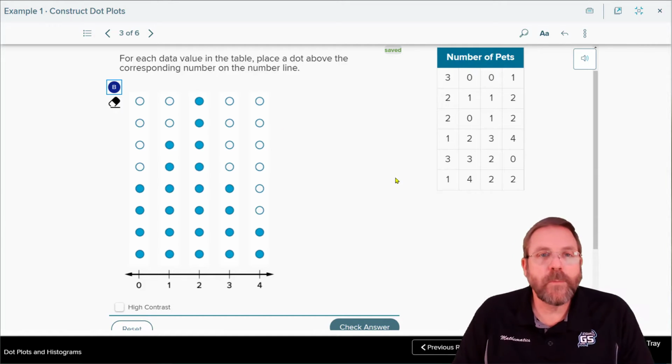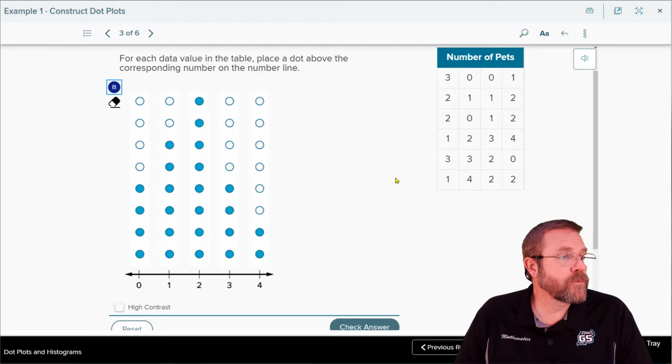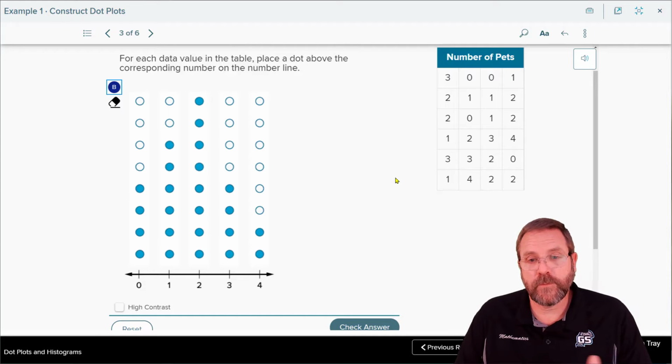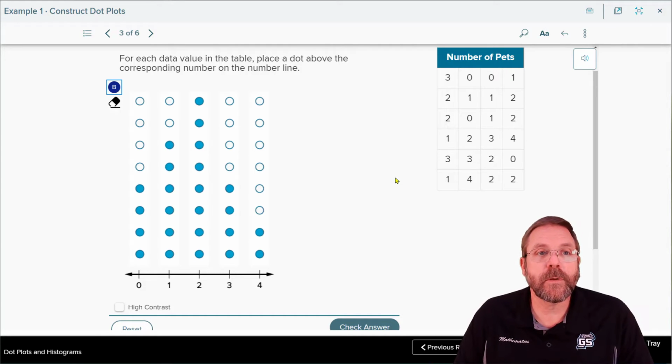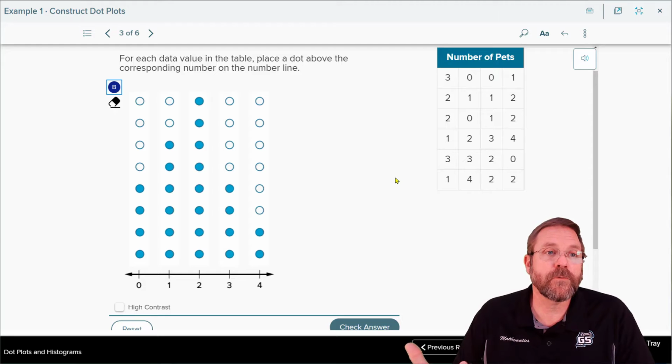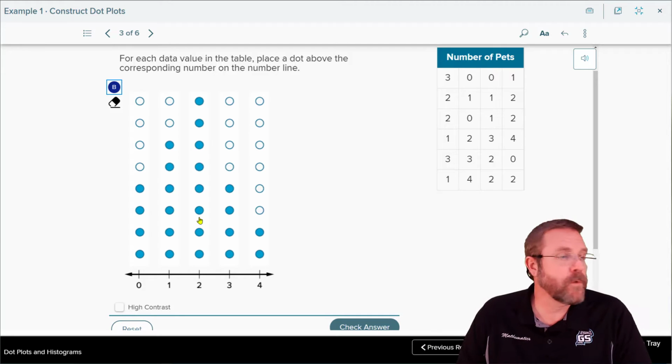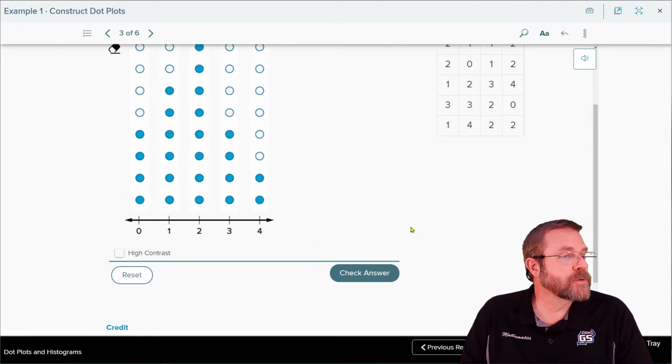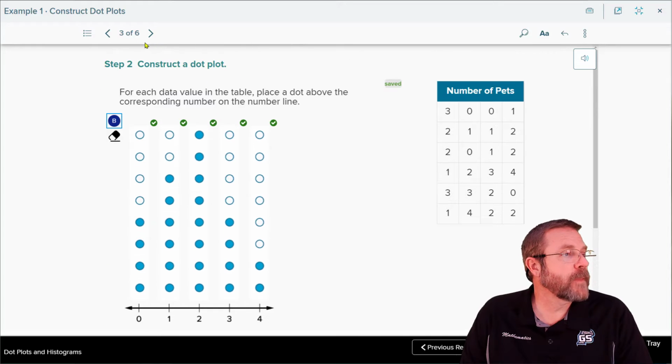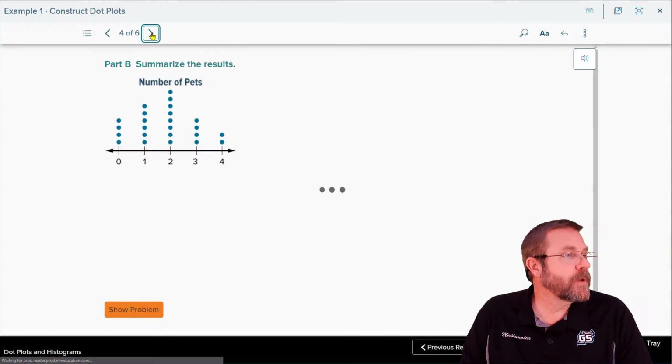So, what can we say about this information? Well, for starters, more students have 2 pets than any other category. That's the thing that jumps out to me. And the fewest number of students own 4 pets, because only 2 students own 4 pets, and things of that nature. So we're going to check our answer. That answer checks. Let's keep it going.